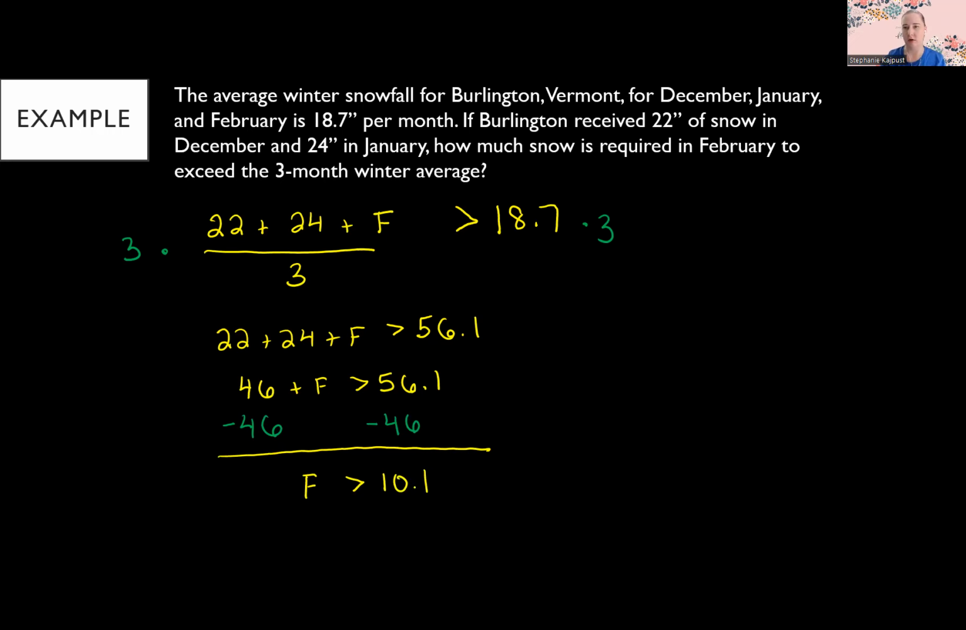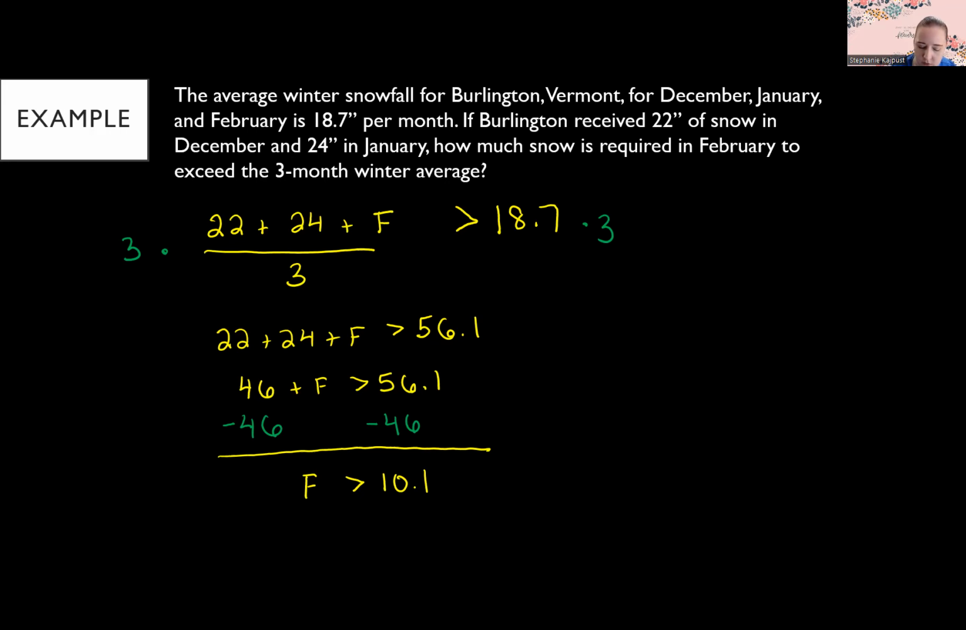So the question: how much snow is required in February to exceed the 3-month winter average? F is February. The February amount of snow has to be greater than 10.1 inches. So we need to have more than 10.1 inches. If you get 10.1 inches, you're going to be equal to the average. We want to exceed the average. When you're giving your answer to something like this, you have to write it down in a sentence. You can't just say 10.1, because the question is whether it's equal to 10.1, more than 10.1, or less than 10.1. You have to be clear about which direction.